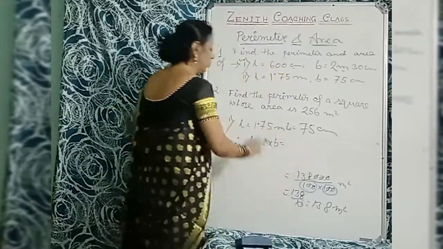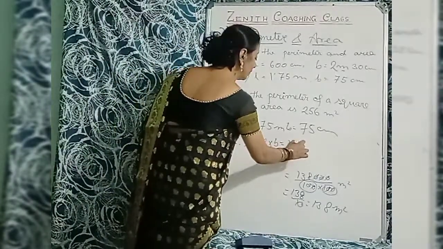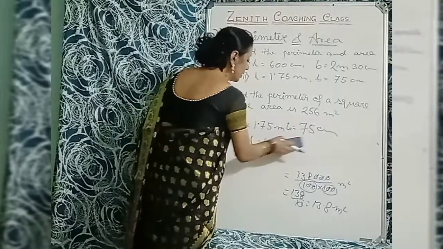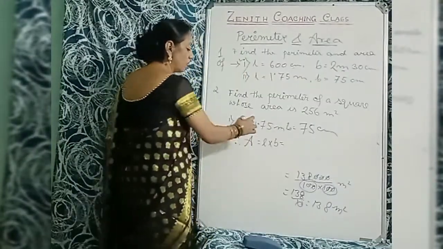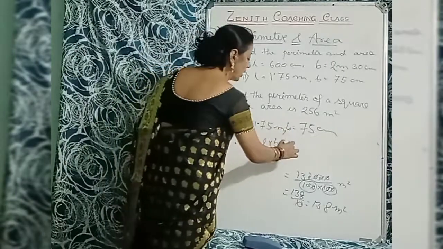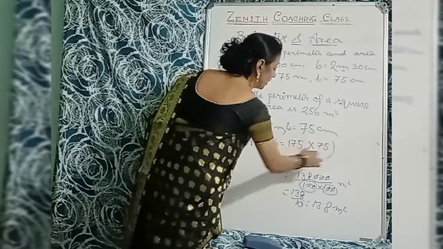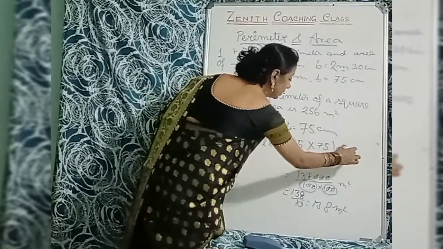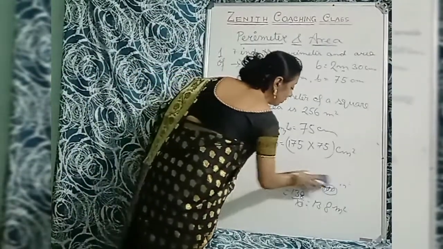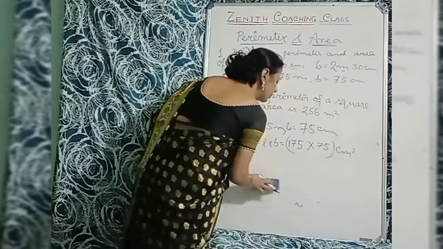We can write area equals length into breadth, that is 1.75 meter. But here the breadth is in centimeter, so take it in centimeter. 1.75 meter multiplied by 100 is 175 centimeter, multiplied by 75 centimeter, so centimeter square. You have to multiply 175 by 75.